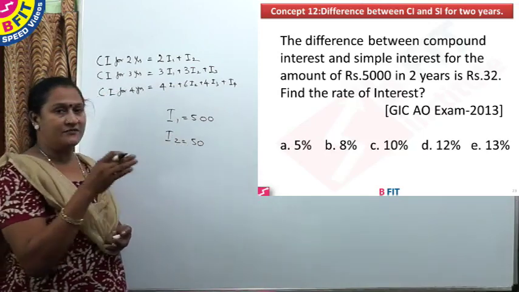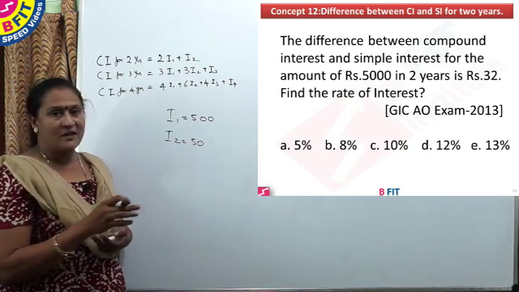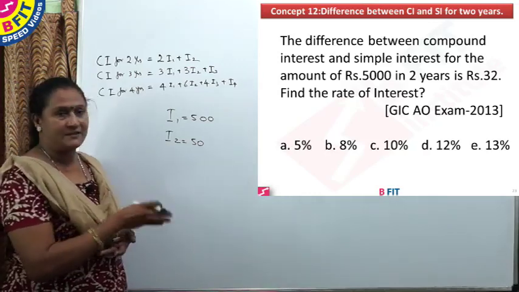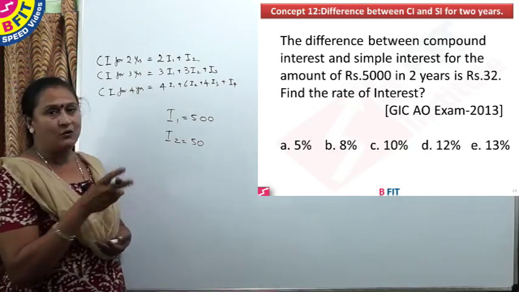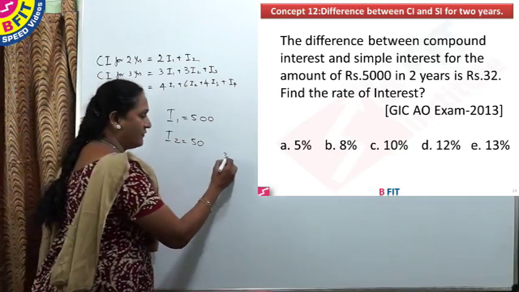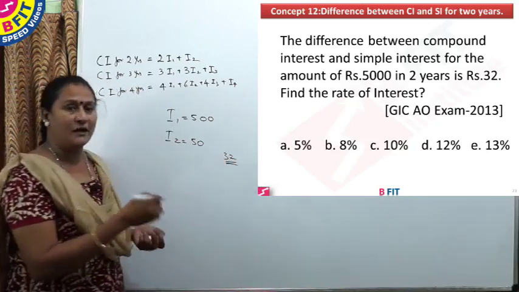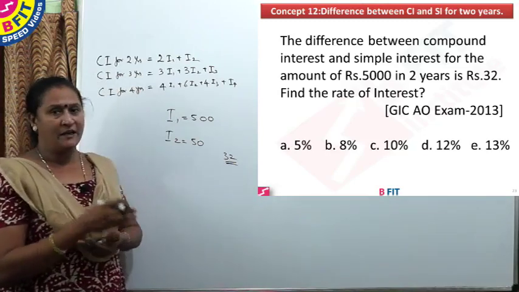That is, the difference is 50, but in the data we have got 32 only. So obviously the rate percent will be less than 10%. It will not be 12 or 13%. So we have two options, 5% and 8%. The difference which they have given is 32, so I2 is 32. So it can't be 5% also. So it can be 8.